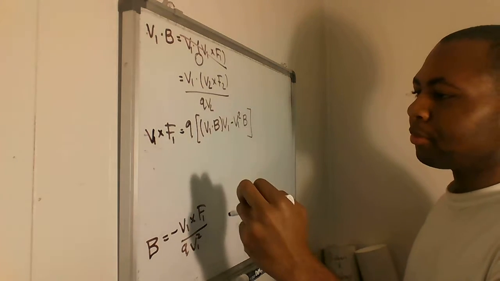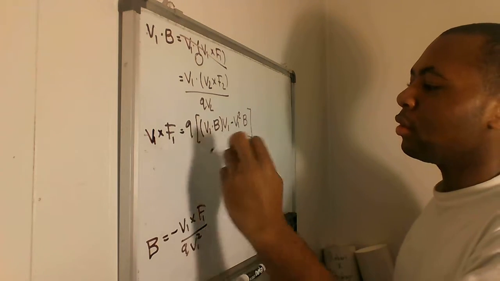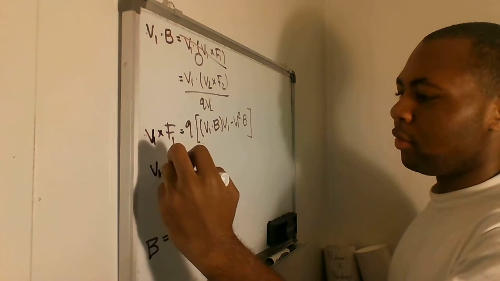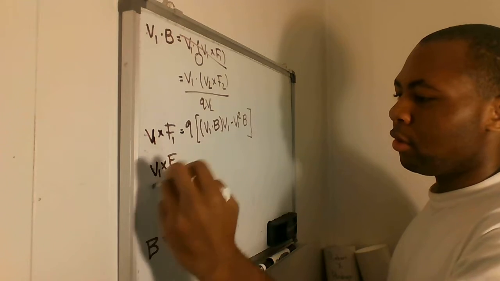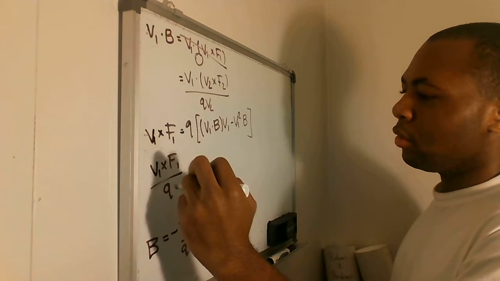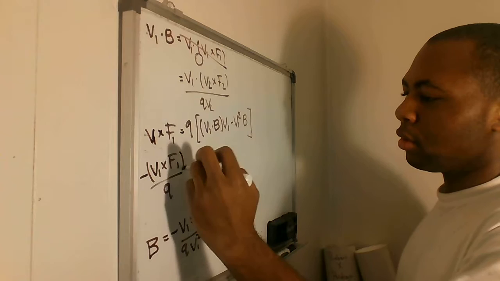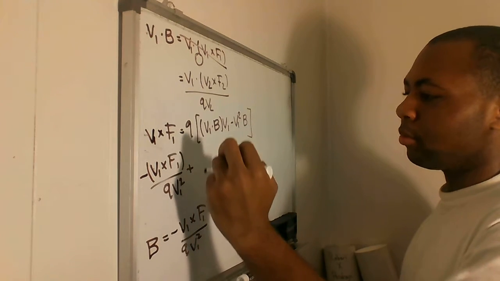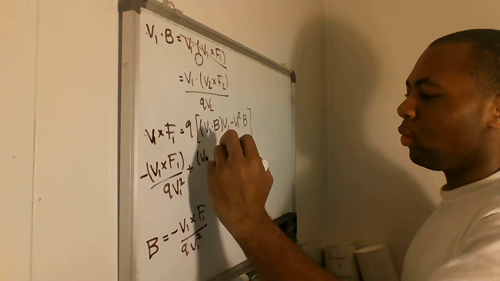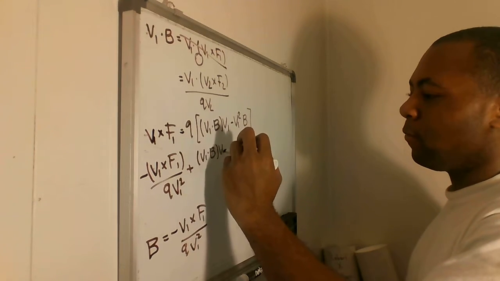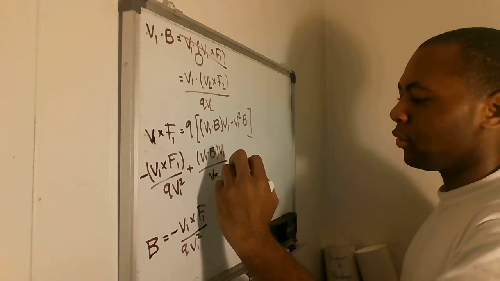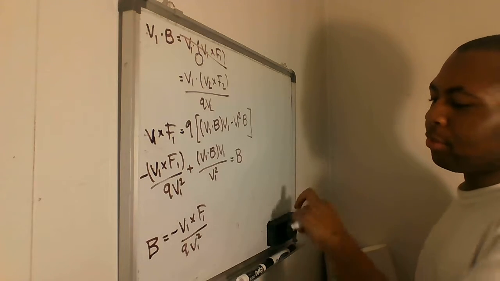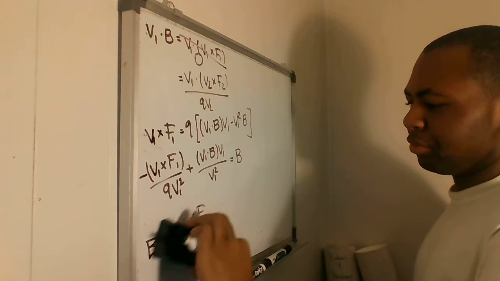We're going to divide by Q, and then subtract this on the other side, and then divide by both sides. Okay, so V1 cross F1 over Q, this is going to be minus, plus, well, let's just do it, plus V1 dotted B, V1 over V1 squared. And this equals B. Same thing for V2. Okay.